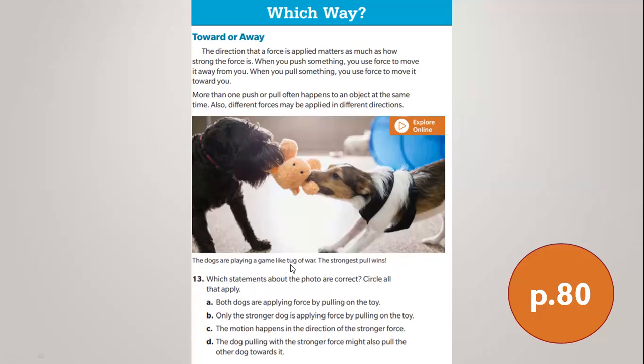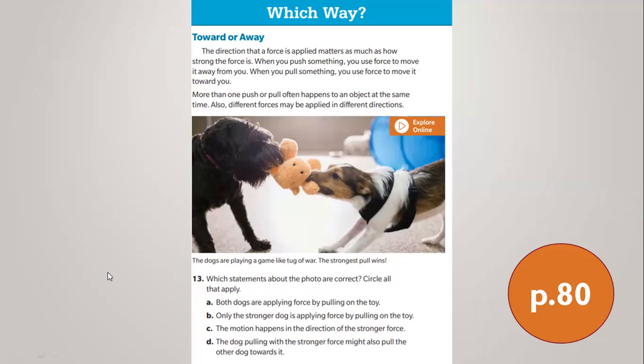Dogs are playing a game like tug of war. The strongest pull wins. The strongest one will pull the toy more and will get it, and it can also pull the other dog to its direction. So, which statement about the photo is correct? Both dogs are applying force by pulling on the toy. Yes. Only the stronger dog is applying force by pulling on the toy. Not only the stronger, both of them are applying forces, but the stronger one will win.